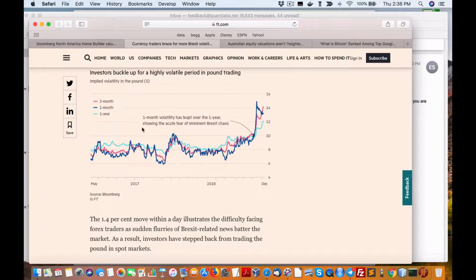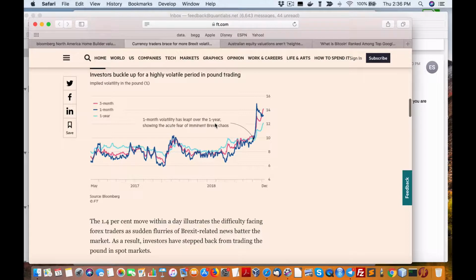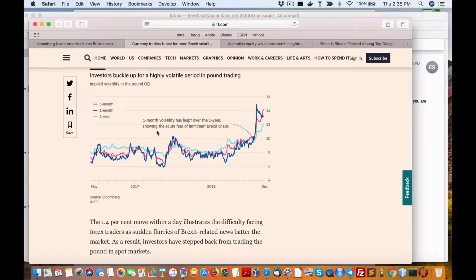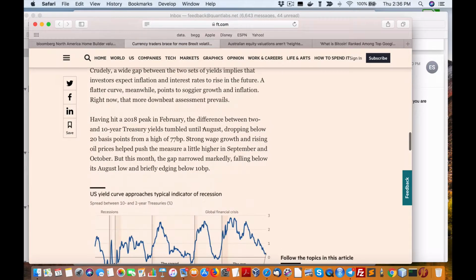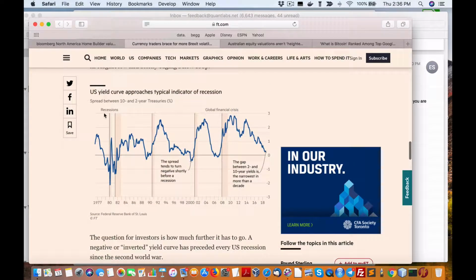As you know, the volatility has picked up, implied volatility on the pound here, as you can see. One month volatility has leapt over the year, showing acute fear of imminent Brexit chaos, which is supposed to start sometime, well, actually the end of March in 2019.